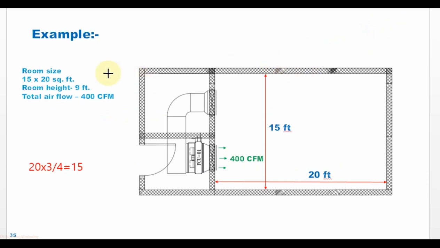We have this room with dimension 15 by 20 square feet. There is one FCU that is supplying air to the room with a flow of 400 CFM. The length of the room is 20 feet, that is the distance between the face of the grill and the opposite wall. So 3/4 of 20 will be 15 feet. So we will select a grill for this room with a throw of 15 feet.